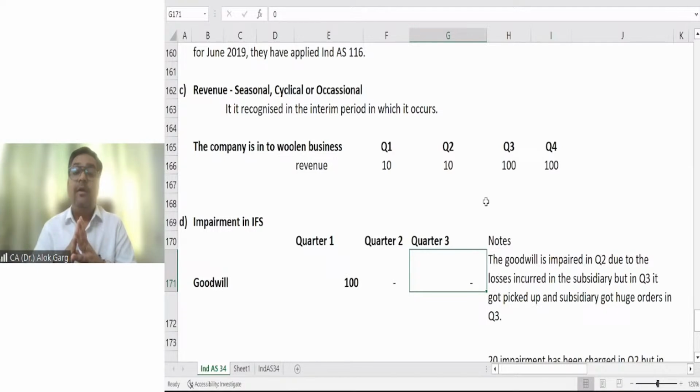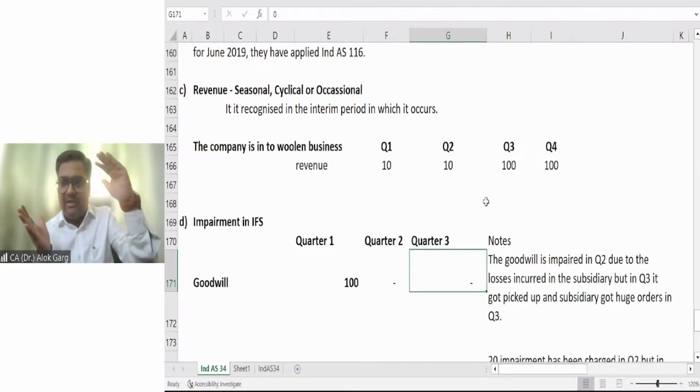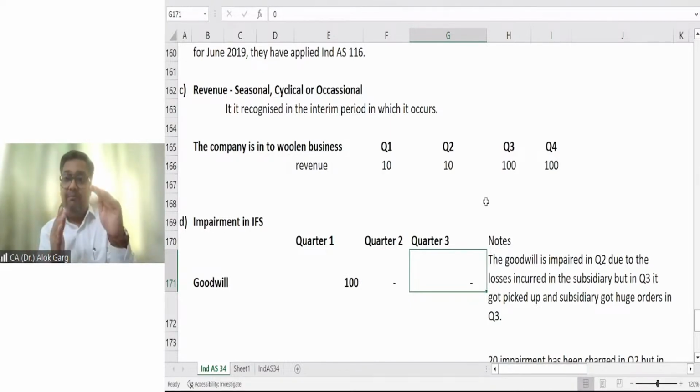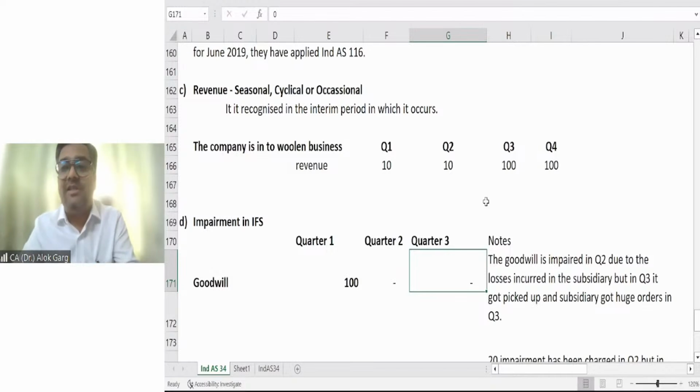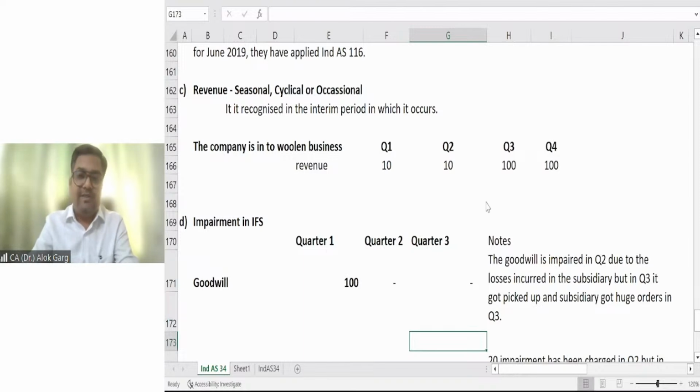That is number 1. Number 2, Ind AS 34 says that even if you have impaired the goodwill in any quarter of a particular year, you cannot reverse that impairment in the next quarter of that particular year. So if you have impaired goodwill in one quarter, you cannot reverse the impairment in another quarter. Doesn't matter, these are quarters between the same year. You cannot reverse the impairment on goodwill if you have impaired the goodwill, right? So this is what Ind AS 34 says.